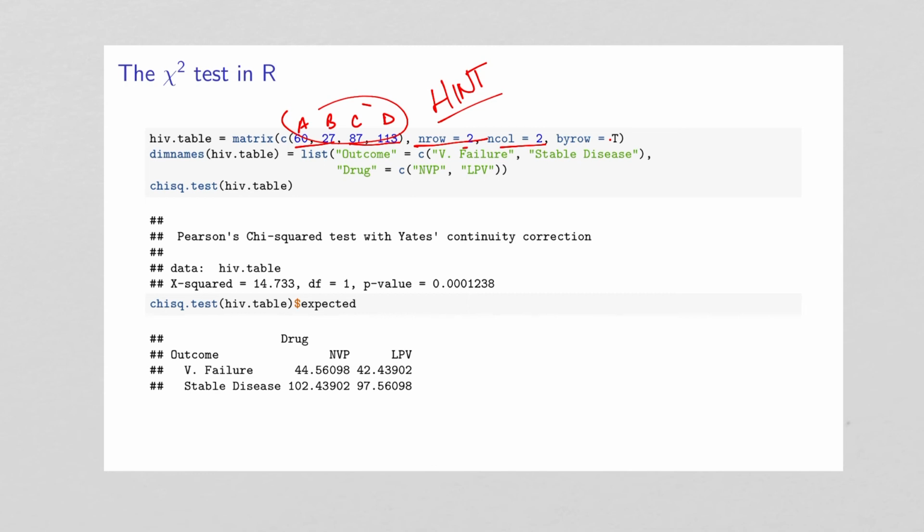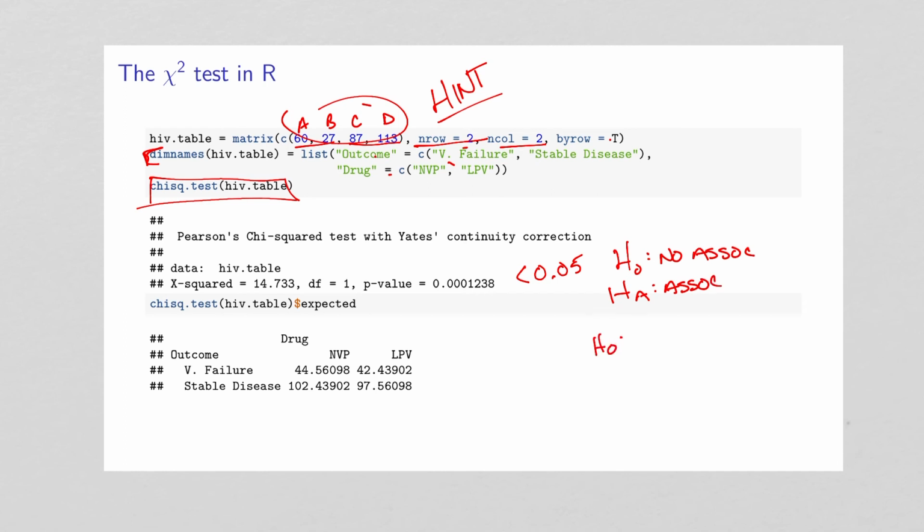This is just to create the table with its proper names, and then we do a chi-square on that table. P-value less than 0.05: reject the null and go with the alternative. So in terms of the null, there is no association. The alternative: there is an association.